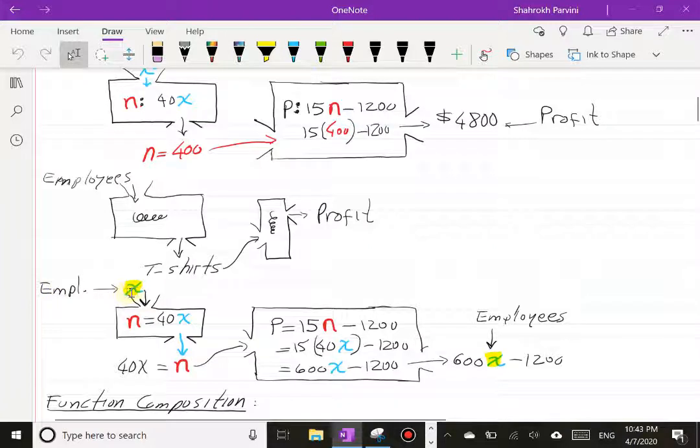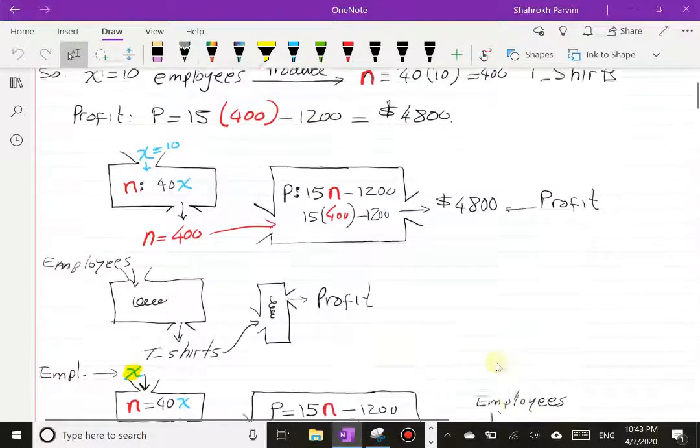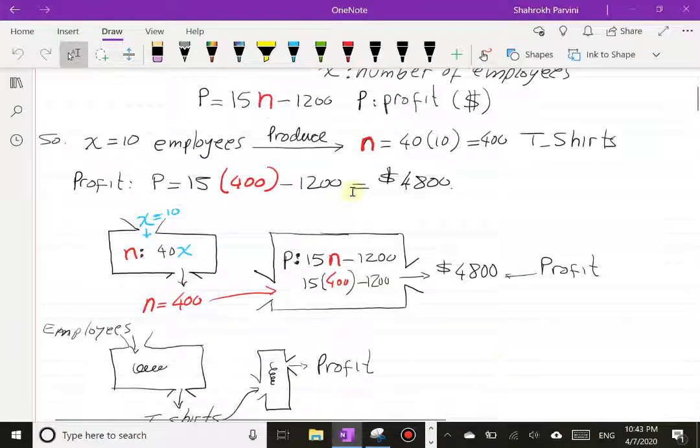Note, what goes in is the number of employees here. And the function in the end actually gives you the profit as a function of the number of employees. It's not a function of the number of t-shirts. So that's what's different from what was up here. See up here, 15n minus 1200, n, the number of teachers, is input into this function, and that's how we calculate the profit.